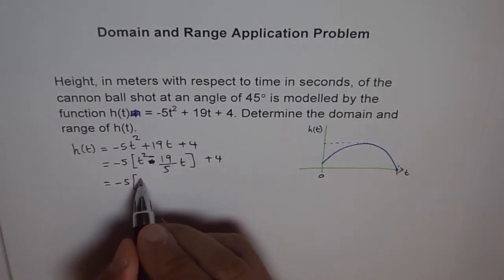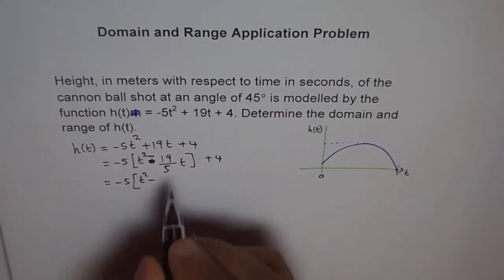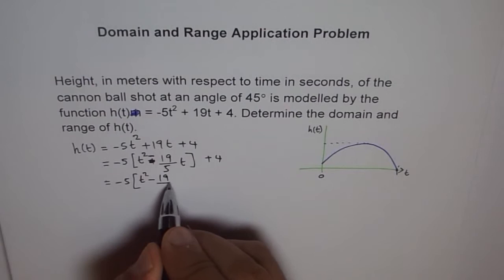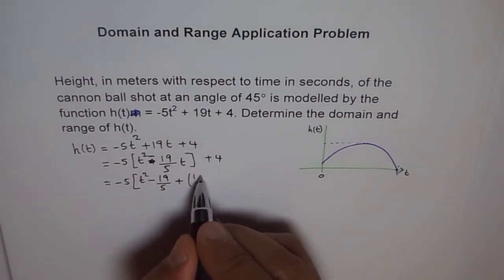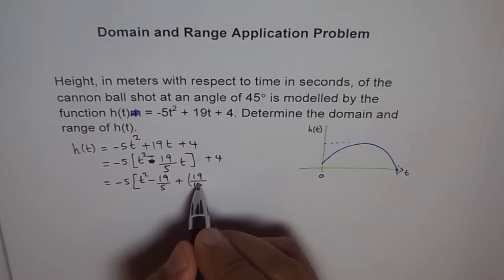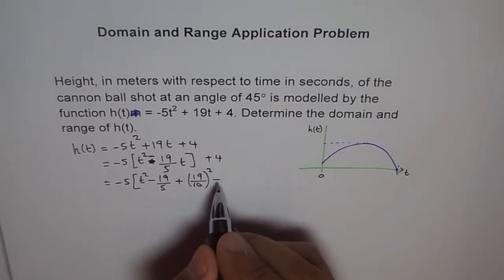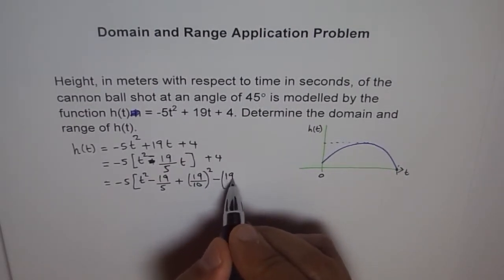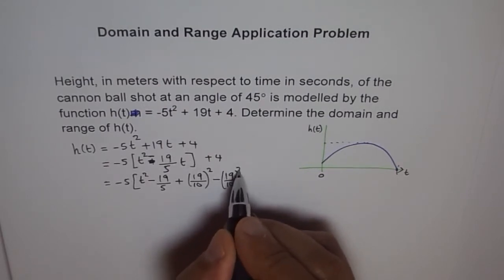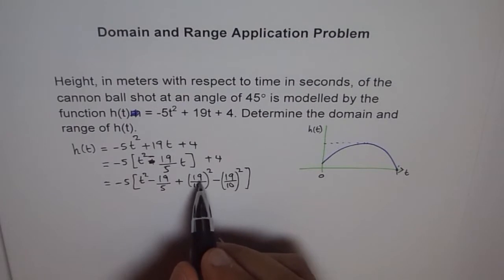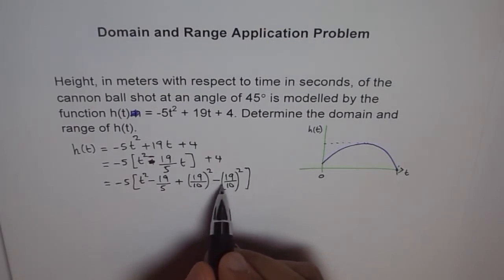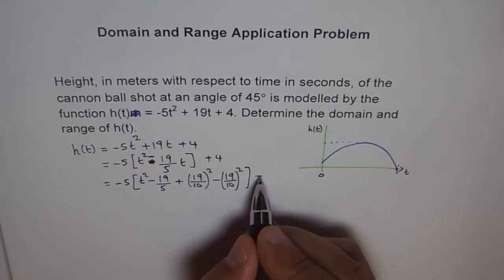So we get h of t equals minus 5 times t squared minus 19 over 5 t, and then we write plus, half of 19 over 5 is 19 over 10, squared, minus 19 over 10 squared. So half of this term we have taken, squared it, and added and subtracted the same term. So it makes no difference, right? It's like adding 0, plus 4, correct?